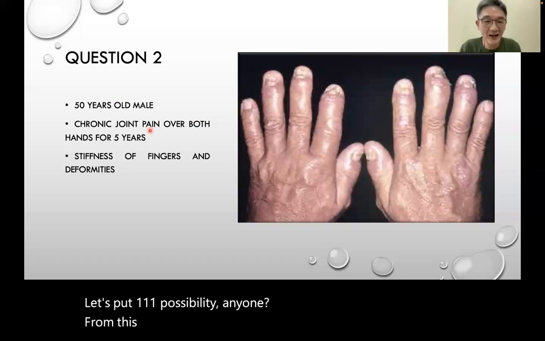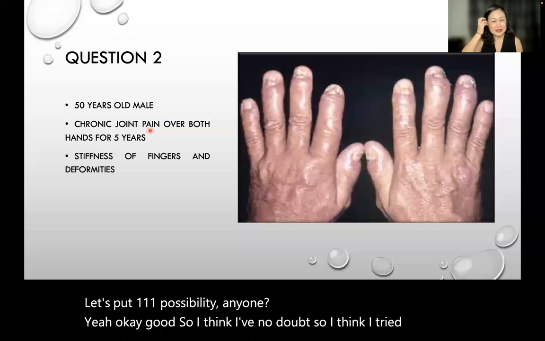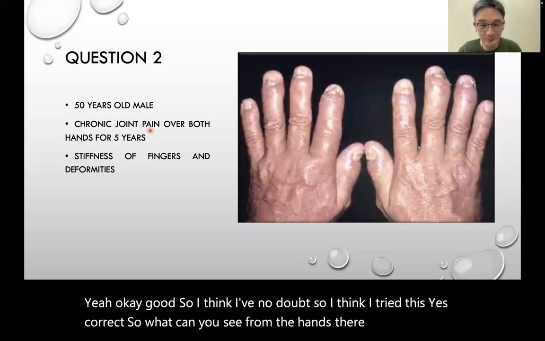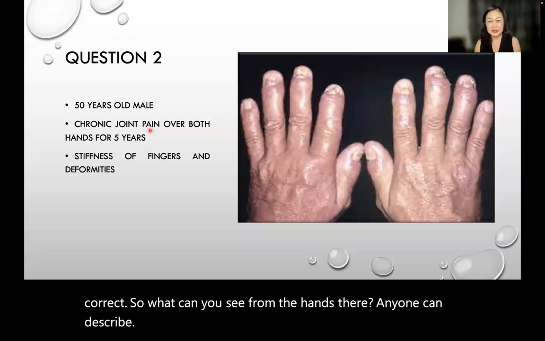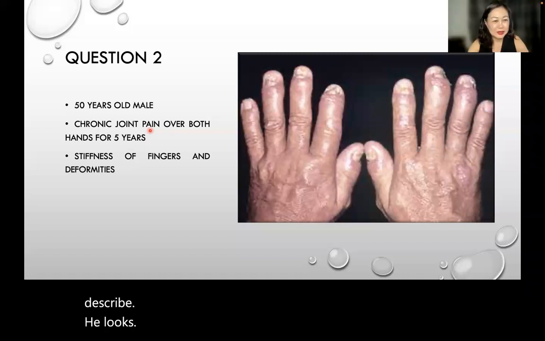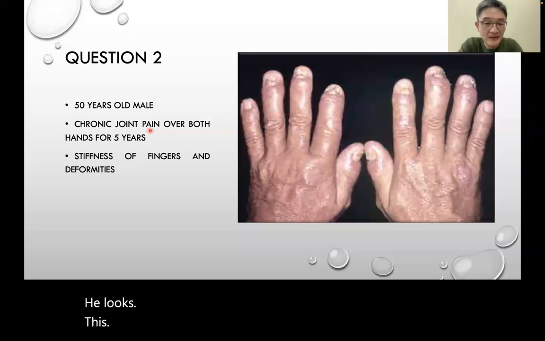Okay, good. Psoriatic, no, not gout. Psoriatic arthritis. Yes, correct. So what can you see from the hands there? Anyone can describe? Okay, let's do the description again.